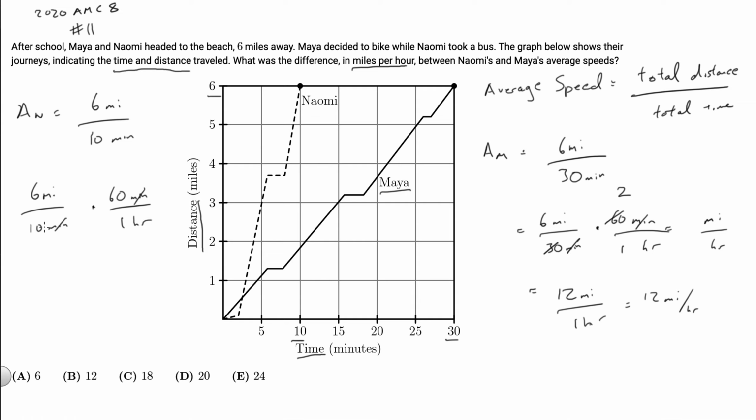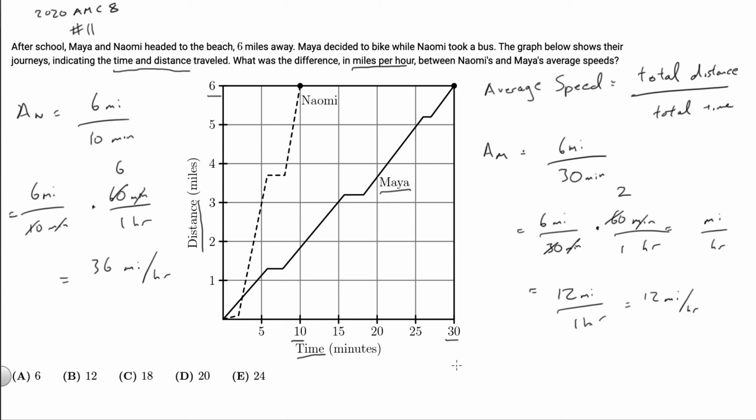And the minutes are going to cancel again. 10 is going to cancel with 60, leaving us with 6 up top this time. And so our answer, let's put an equal sign there as well. And so our answer is going to be 36 miles per hour. All right, so we have a value for A sub n and for A sub m. And so they want to know the difference between their average speeds.